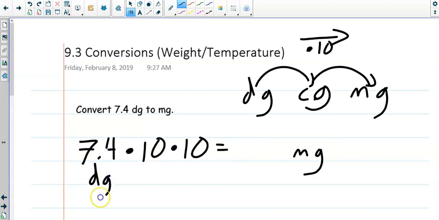Again, because this was in decigrams, you're moving from a larger unit to a smaller unit. So when you multiply that by 10 2 times, you get 740.